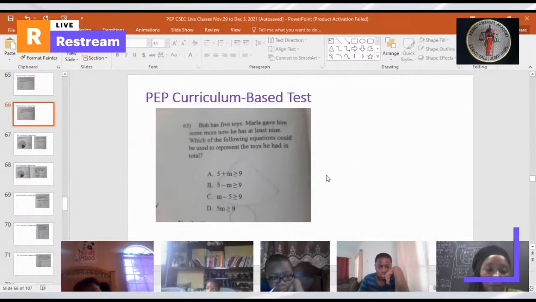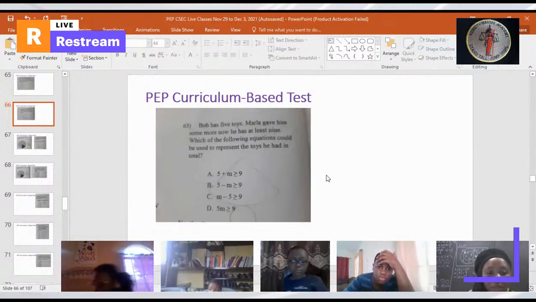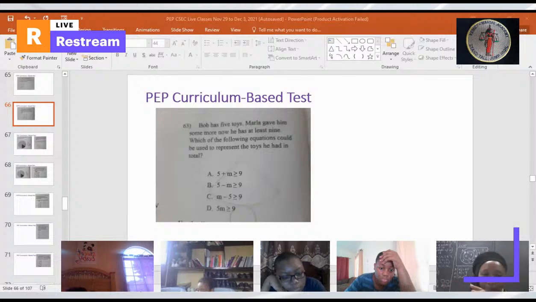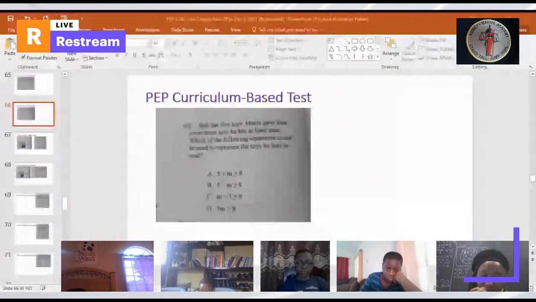For 63, Bob has 5 toys. Marla gave him some more. Now he has at least 9. Which of the following equations could be used to represent the toys he had in total? So Bob has 5 toys and Marla gave him some more and now he has at least 9. So how are we going to approach number 63? Which equation shows what he has now?